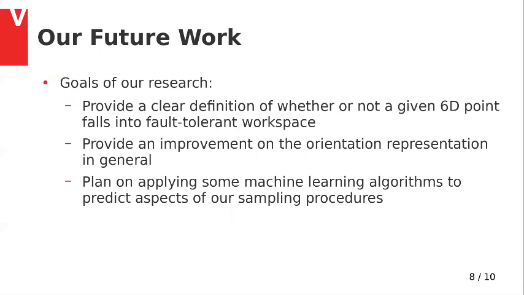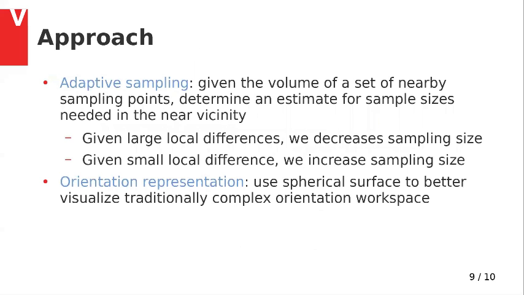Now our future work, again, we're looking to not only determine whether or not a position lies in our workspace, but also if our whole 6-point orientation values, if all 6 of these fall into our fault tolerant workspace. We're also looking to generally improve how we represent orientation, make it a little bit more intuitive, as well as applying perhaps some machine learning algorithms to speed up these prediction processes.